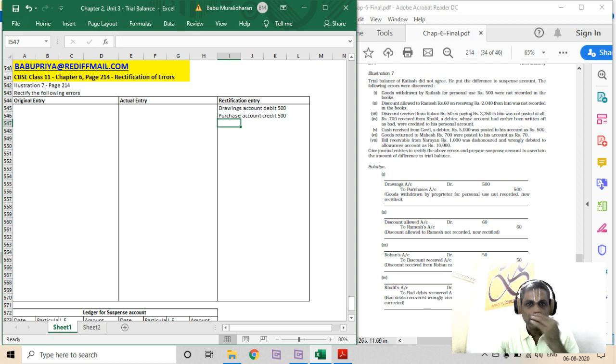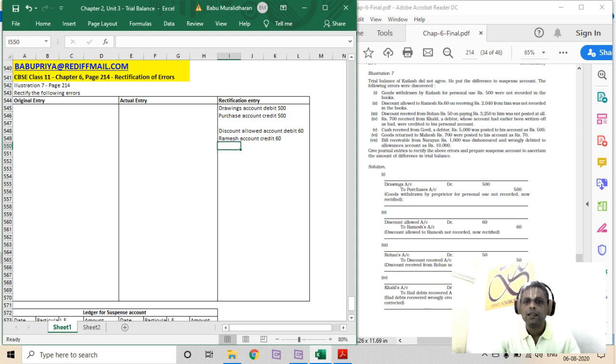Purchase account credit 500. The next one is discount allowed to Ramesh, rupees 60, on receiving rupees 2,040 from him, was not recorded in the books. So discount allowed is not recorded. Where we have to do a rectification is we have to identify the original entry or actual entry and process the rectification when there is an entry that got processed. Here in this case, the entry itself is not processed. So let's record the entry. Discount allowed is an expense. So discount allowed account debit 60, and to Ramesh account credit 60.